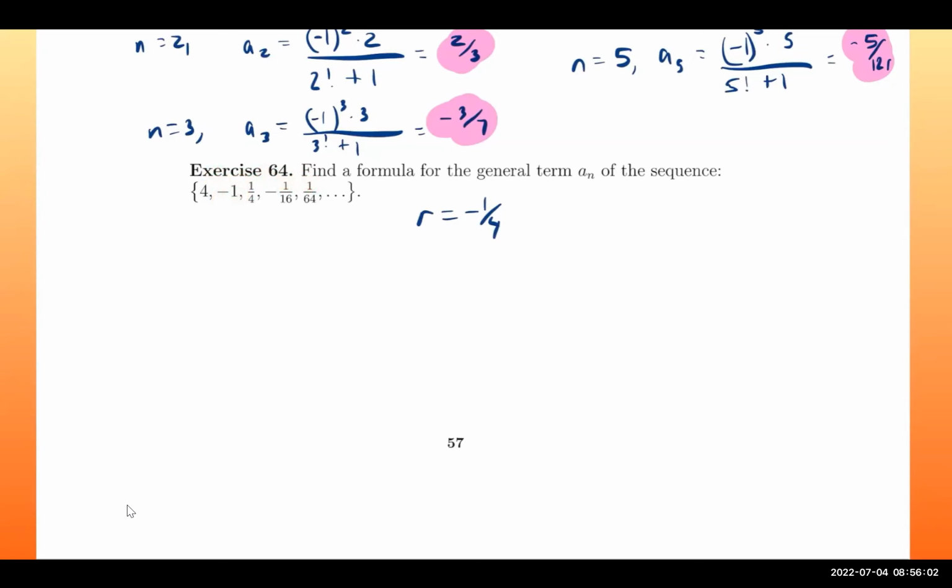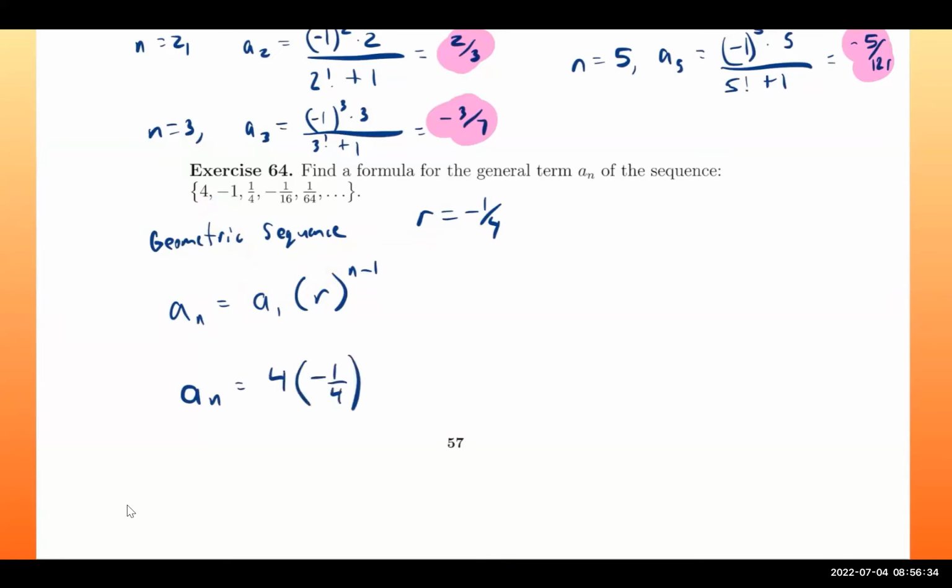Because it's geometric, that means you can use the formula for the general term of a geometric sequence, which is a sub 1 times r to the n minus 1. So that's just the formula for a geometric sequence. And so we already know what the first term is. It's 4. And now we know what r is, and that is pretty much it. And that is our final answer.